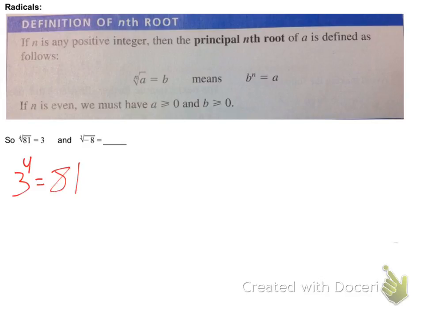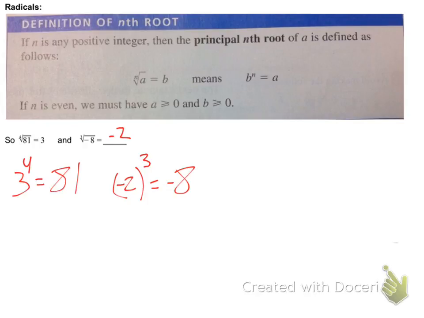Now, we can go on to the other example there that says the cubed root of negative 8. Essentially ask yourself, what times itself 3 times is negative 8? It ends up being negative 2. What does that mean? That means negative 2 to the 3rd power is equal to negative 8.